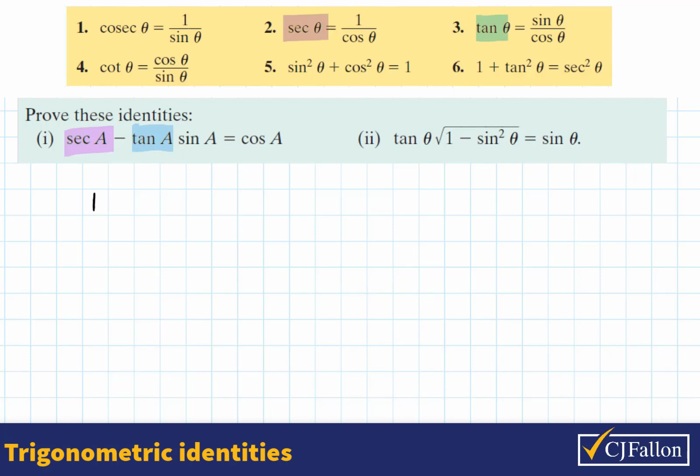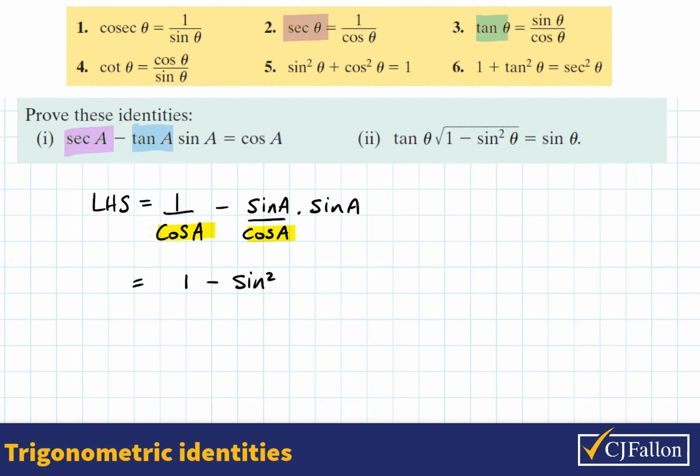So we can rewrite the left-hand side of our equation in terms of sine and cos. So sec A is written as 1 over cos A, minus tan A, which is sin A over cos A, and this is multiplied by sin A. Now we notice that each of these fractions has the same denominator, cos A, so we can write them as a single fraction. So this gives us 1 minus sine squared A, because it's sin A by sin A, all over cos A.